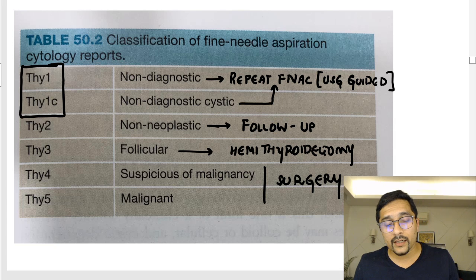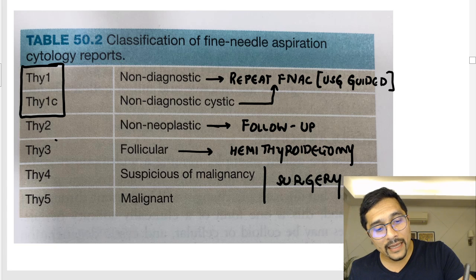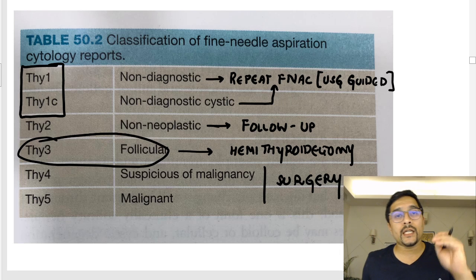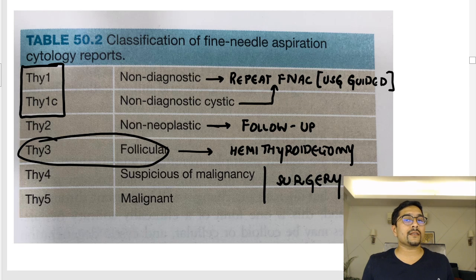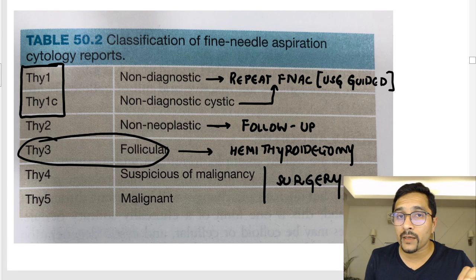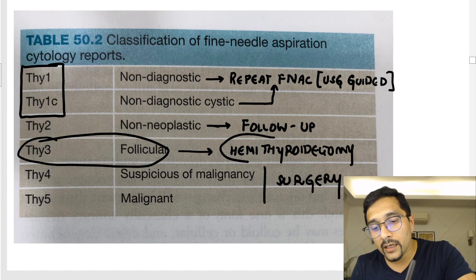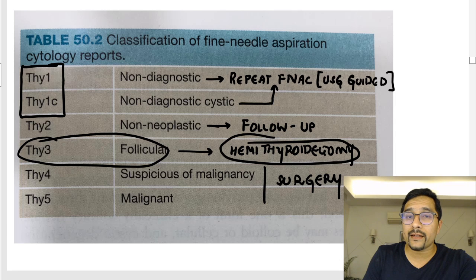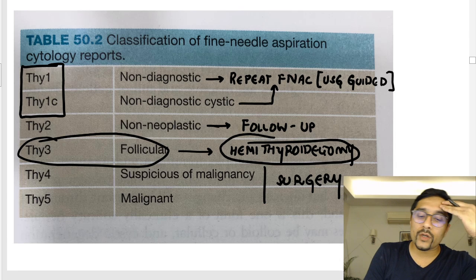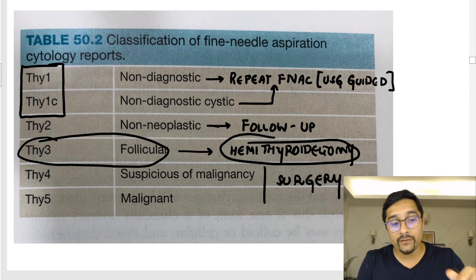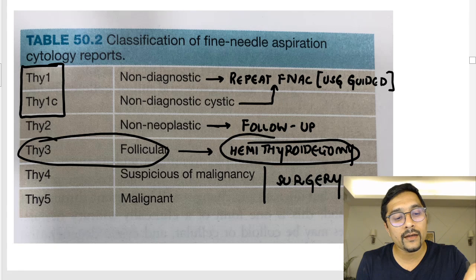Thy3 is follicular. Now we know that FNAC cannot differentiate follicular carcinoma from follicular adenoma, right? FNAC cannot differentiate an adenoma from carcinoma, which is why for Thy3 we carry out a hemithyroidectomy. Thy4 is suspicious for malignancy. Thy5 is malignant. Both of them require surgery.